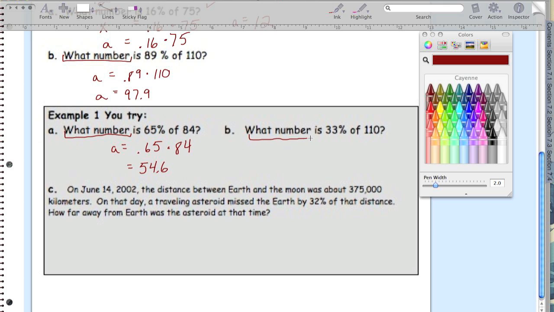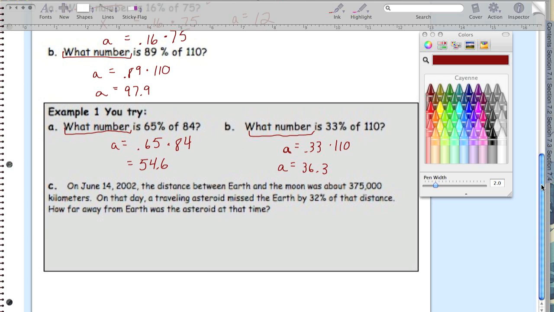Letter B, what number is 33% of 110? 33, A equals 0.33 times 110. 0.33 times 110 is equal to 36.3. Okay, so that's what A equals.